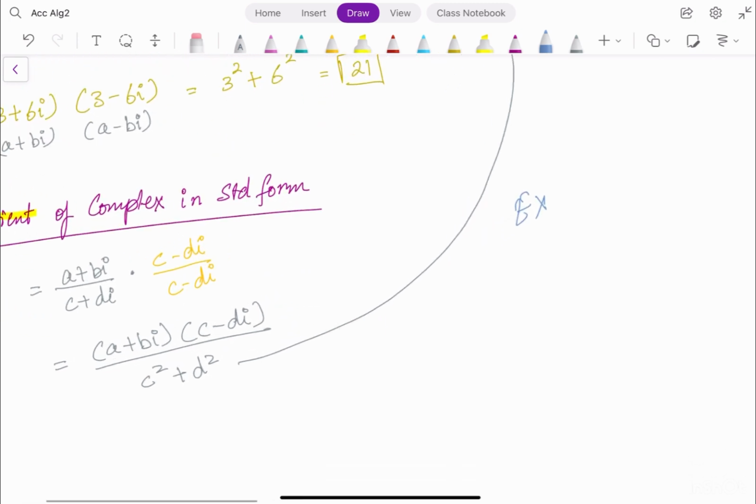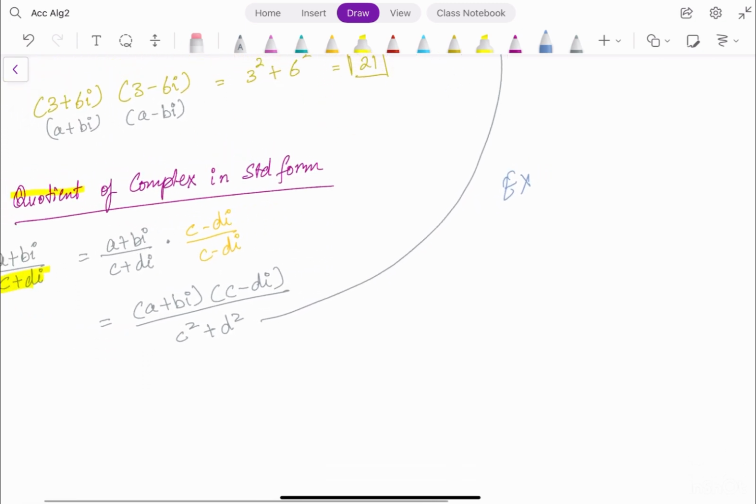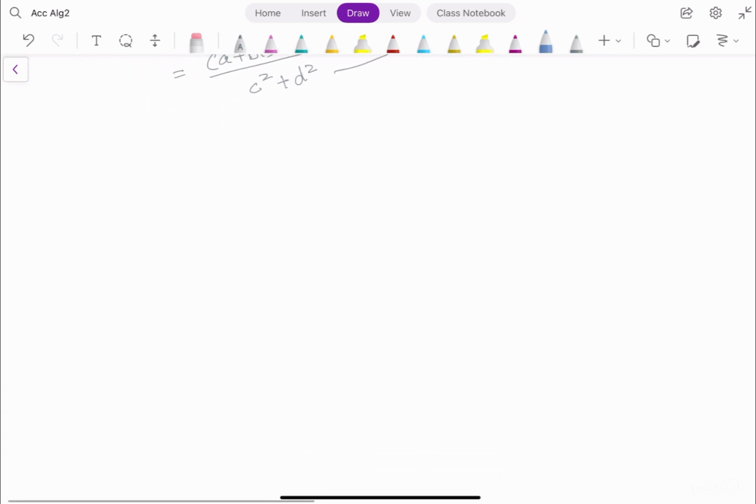So let's take one example. So we have 2 plus i divided by 2 minus i. I want you to try this question because you need to write it in the standard form. Remember, you need to multiply with the conjugate of the denominator. So what would be the conjugate here? 2 plus i. Give it a try. And let's move on to the next part.